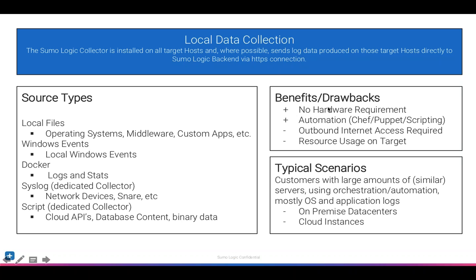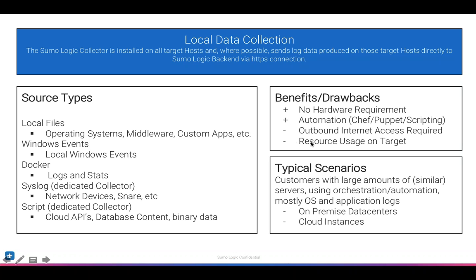Some of the benefits and drawbacks here. So a local data collector is great. There is no additional hardware requirement because you're installing that agent on the host itself. You could do things like automation with a tool like Chef or Puppet, so that it becomes a lot easier to manage. Now, from a drawback perspective, and this might be a deal breaker for a lot of you, those machines do require outbound internet access. If you're in a situation where you have lockdown and you cannot have internet access on those production machines, then this option will not work for you.